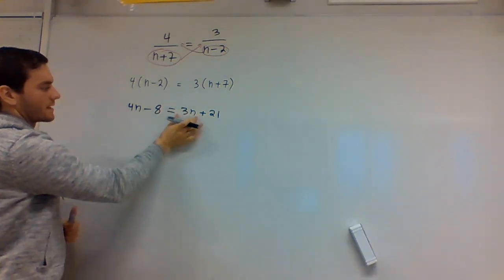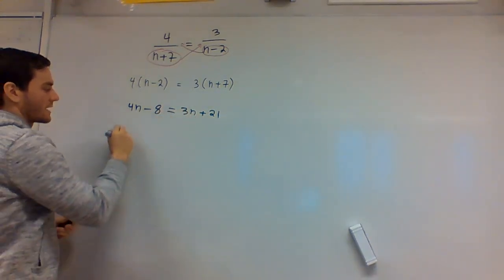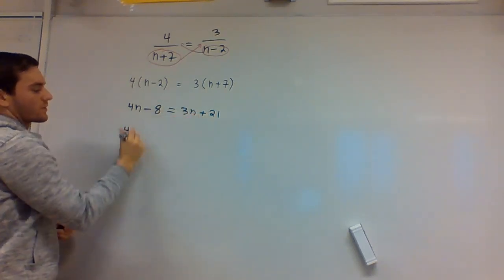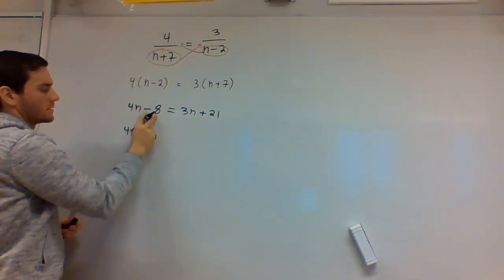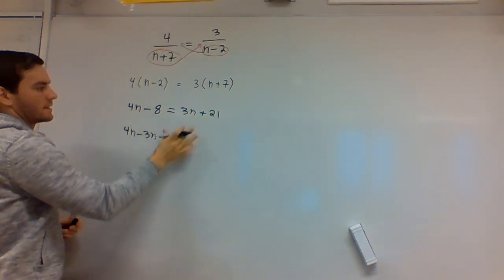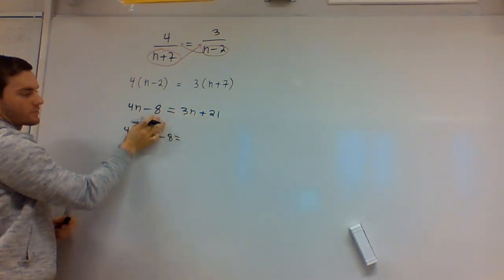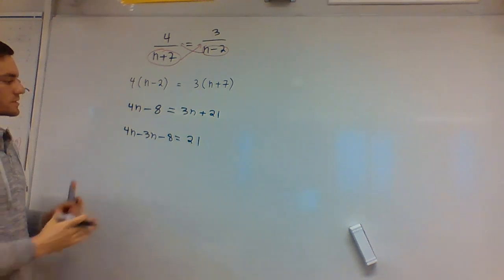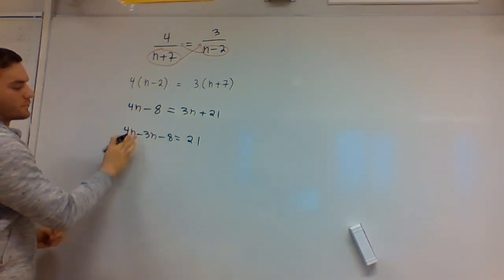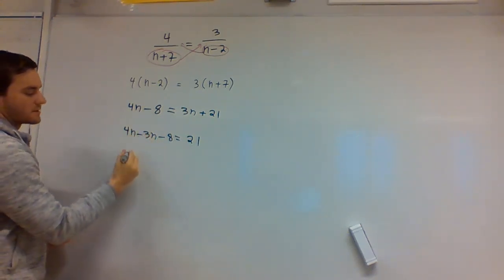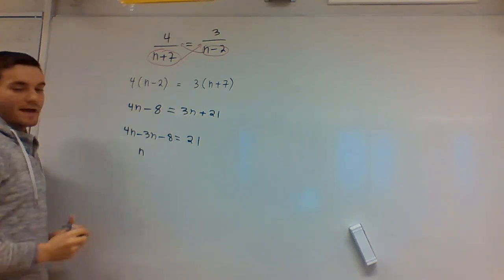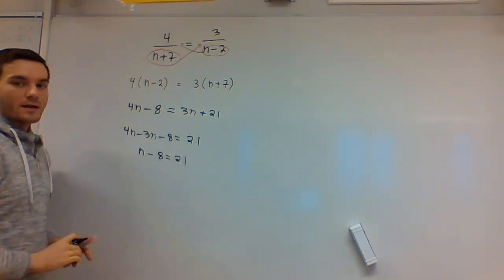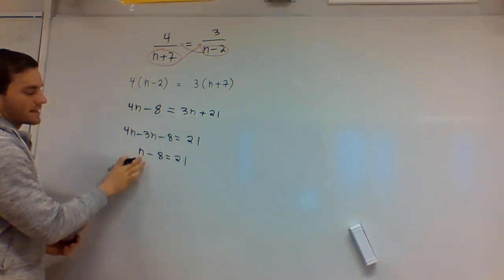So let's move this 3n over to this side of the equation. So I'd have 4n. The opposite, this is adding 3n. When I move it over, I'm going to subtract 3n. Minus 8 is still here. And now on this side of the equation, since I moved that 3n over, all I'm left with is 21. So this is great. We now have our variables together. 4 n's, take away 3 of those n's, leaves me with just 1 n. Minus 8 equals 21.